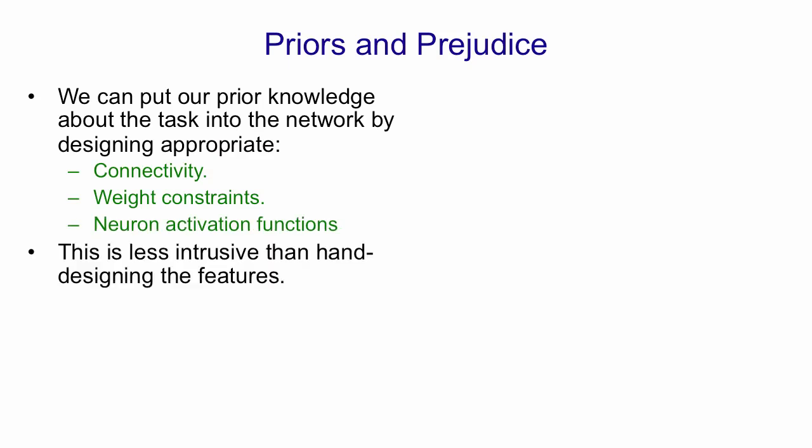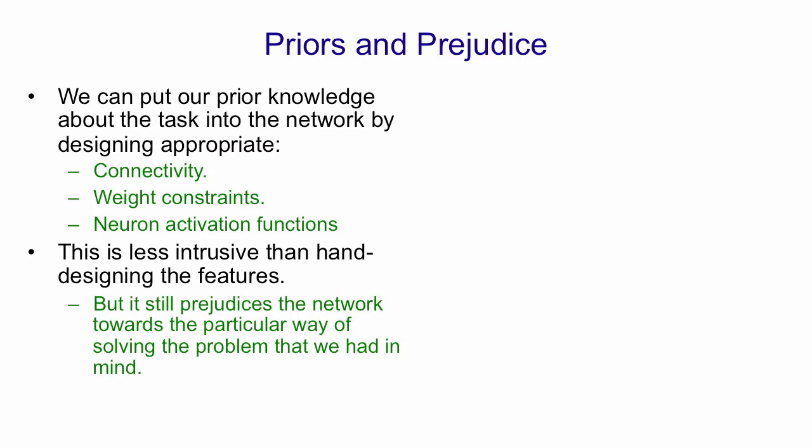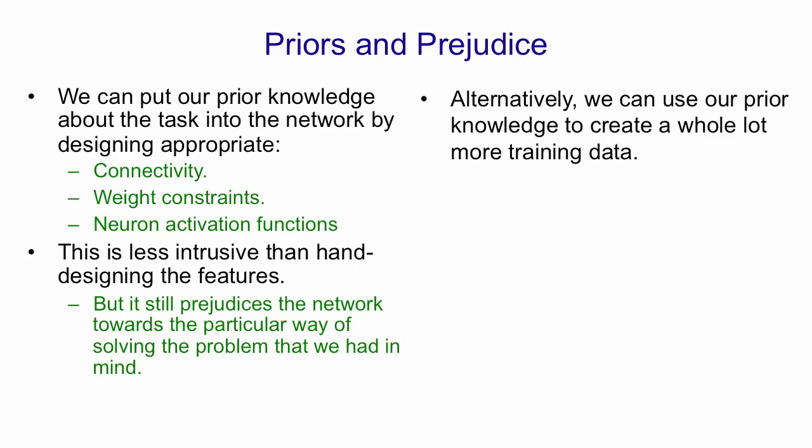This is much less intrusive than trying to hand engineer the features, but it still prejudices the network towards a particular way of solving the problem that we had in mind. We have an idea about how to do object recognition by gradually making bigger and bigger features and by replicating these features across space, and we force the network to do it that way. There is an alternative way to put in prior knowledge that gives the network a much freer hand. What we can do is use our prior knowledge to create a whole lot more training data.